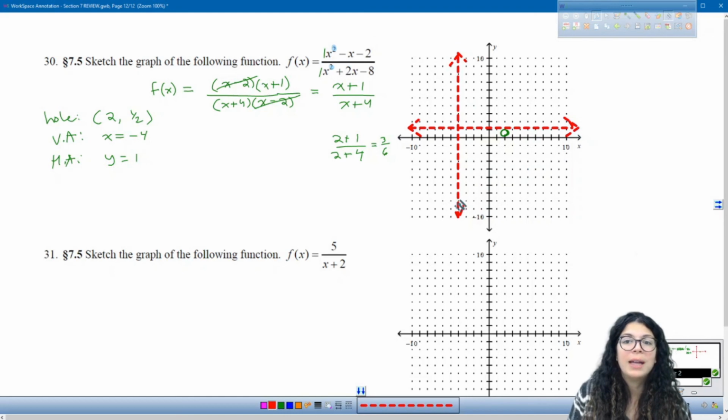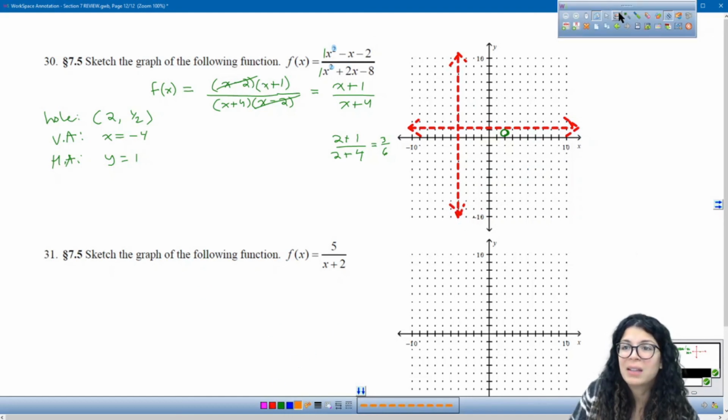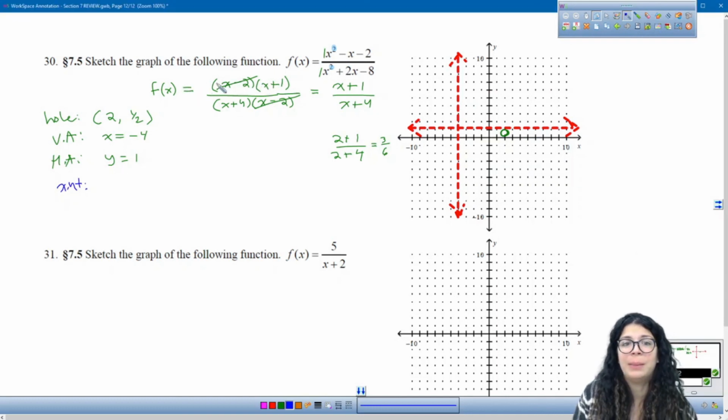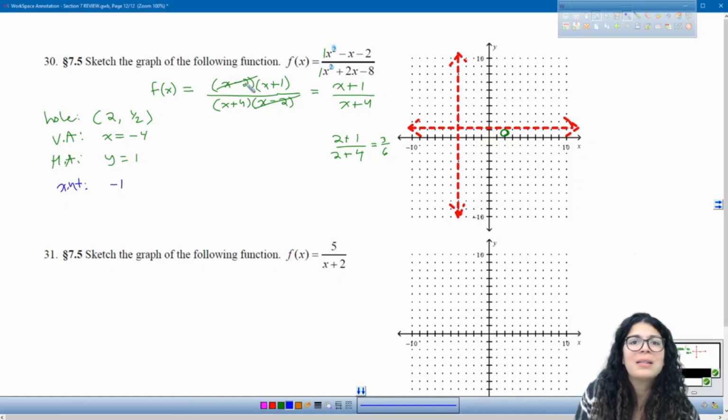Okay. So now we can go ahead and take a look at the x and y intercepts. My x-intercept is setting the y value to equal 0. Remember, that will be any value that makes the numerator 0. So that would be an x value of -1. Yes, an x value of 2 will make the numerator 0 as well, but remember that is a hole, right? So you want to use the simplified version.